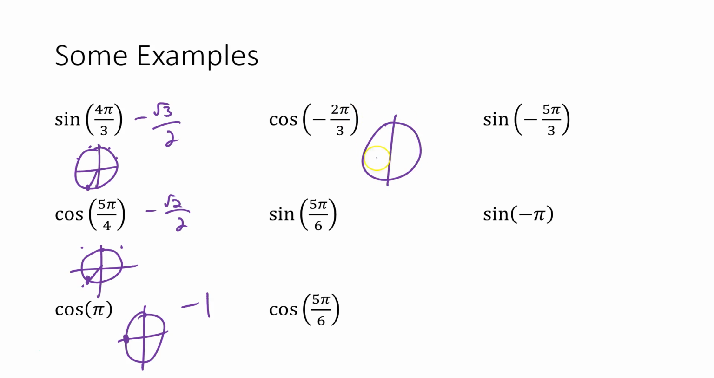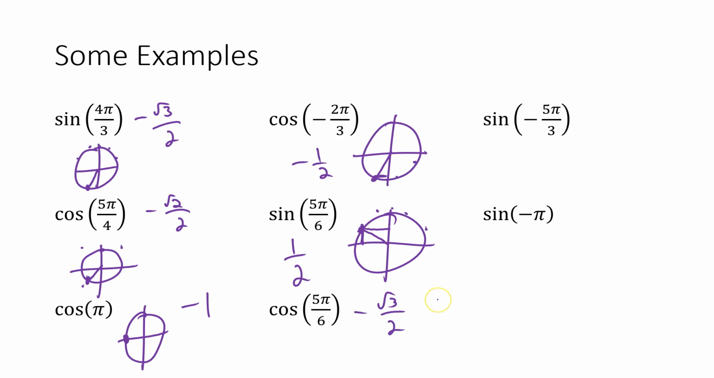Negative 2 pi over 3. So 2 is 4 pi over 6, so we go 1, 2, 3, 4. I'm going down because it's negative. The cosine value there is the short one, and it's negative because it's on the left, so it's going to be negative 1/2. Sine of 5 pi over 6, 1, 2, 3, 4, 5 is right there. So 5 pi over 6. The sine there is the short value, and it's positive because it's up, so it's 1/2. Cosine of 5 pi over 6, same spot, but now it's the x-coordinate, which is the long value to the left, so it's going to be negative root 3 over 2.